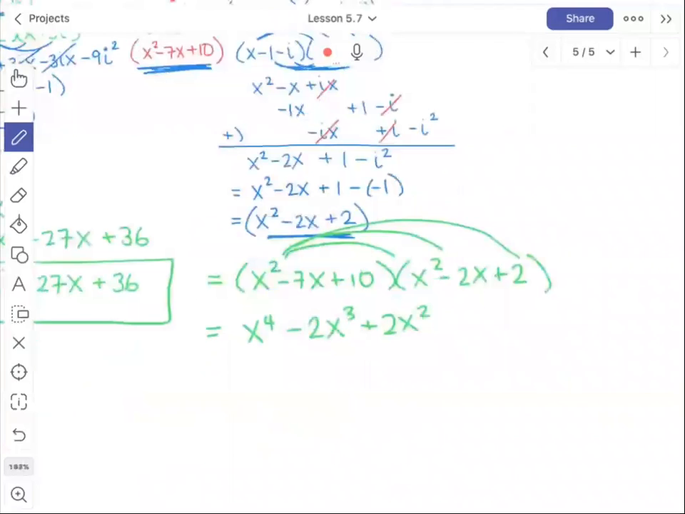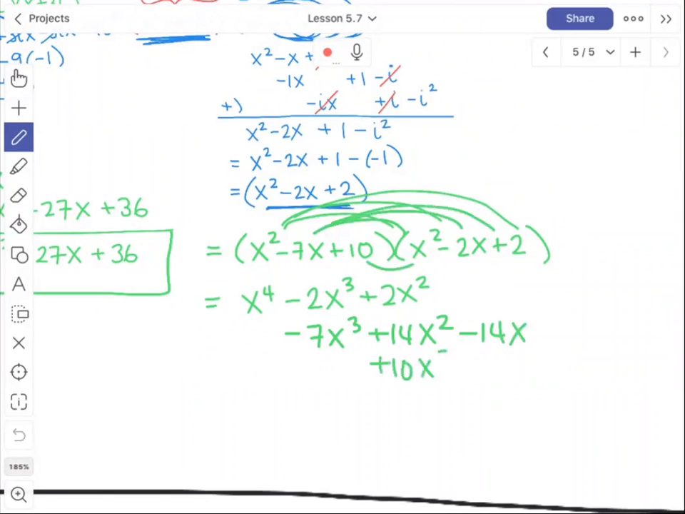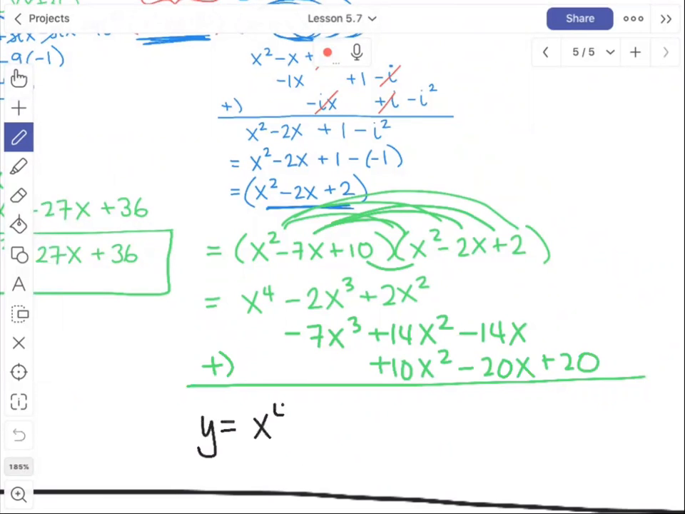All right, and distribute, distribute, distribute. We got negative 7x cubed plus 14x squared minus 14x. And then lastly, plus 10x squared minus 20x plus 20. And let's add those all up. All right, we got y is equal to x to the 4th minus 9x cubed plus 26x squared minus 34x plus 20. Making sure I'm not making careless mistakes.